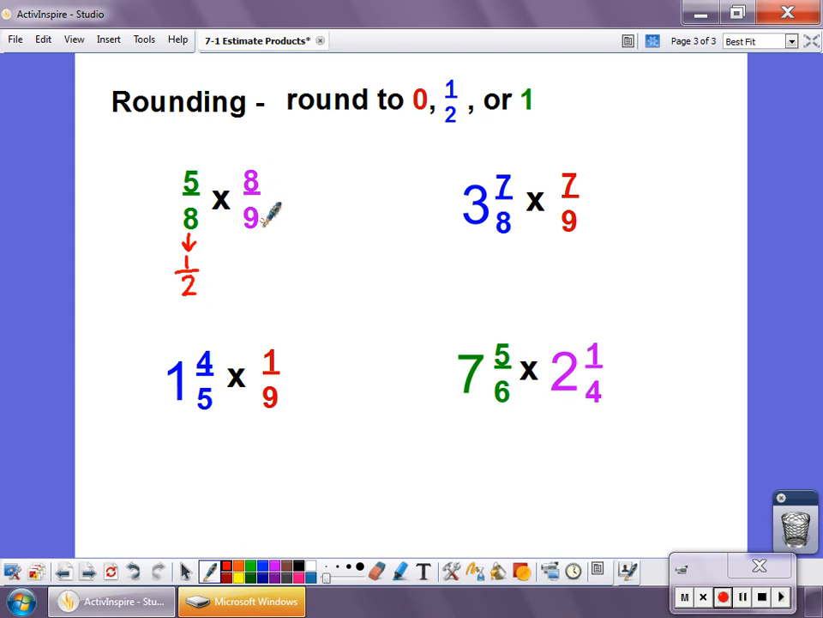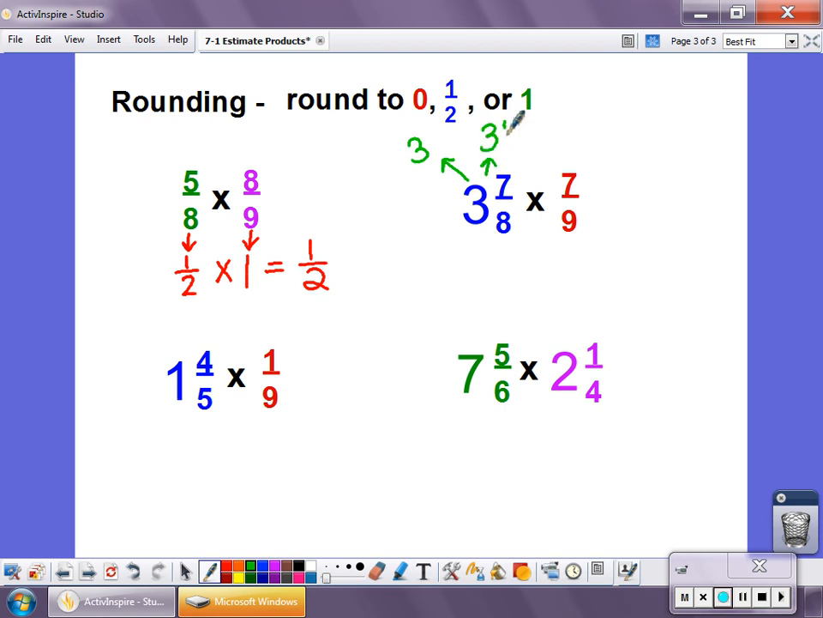If I look at 8/9, I think, okay, well that's almost 1 whole, because 8 out of 9 is almost 1 whole complete thing. So if I were going to round this, 1/2 times 1 is going to equal 1/2. So I know that 5/8 times 8/9 is about 1/2. All right? So let's look at this one. Again, this is with mixed numbers now. So 3 and 7/8. I want to think about, is it close to 3?